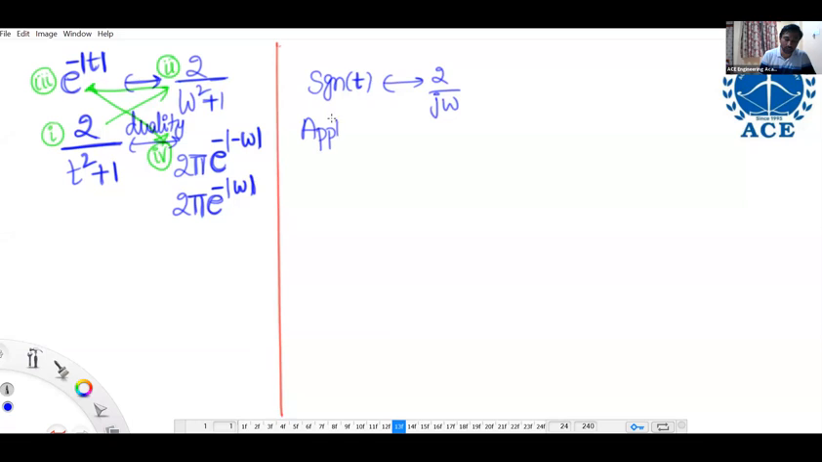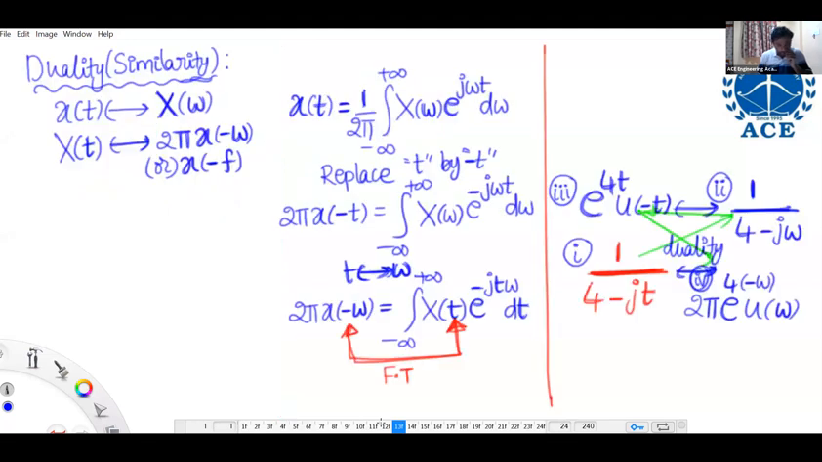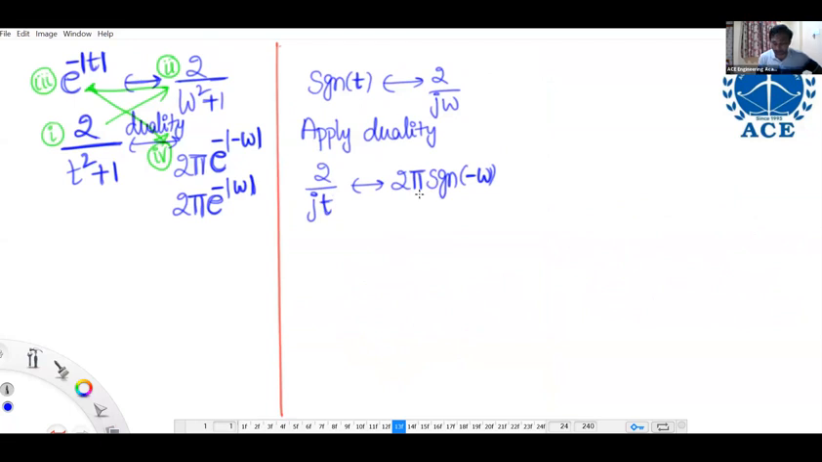When we apply duality, in place of omega what are we substituting? T. On this side, 2 pi into sgn of minus omega. Spectrum to time domain means in the spectrum expression, omega replaced by t. Time domain to frequency, t replaced by minus omega. Don't forget the 2 pi. With scaling factors only, the examiner will play with you. Omega replaced by t, t replaced by minus omega.